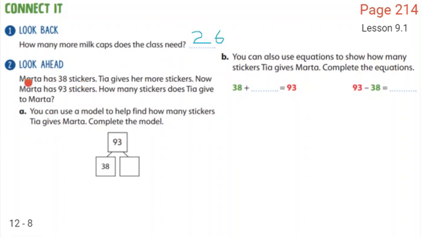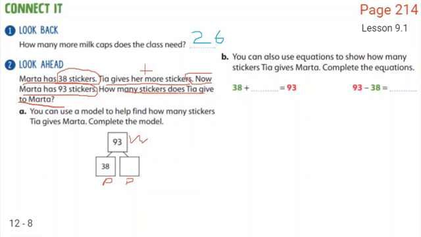Okay, let's reread. Marta has 38 stickers, so she has 38 stickers. Tia gives her more stickers, so here we go. So we don't know how many stickers. So she's given her more, so she's adding more to Marta's pile of stickers. Now Marta has 93. There we go. How many stickers does Tia give to Marta? So again, that 93, that's the whole. And then the 38 is a part. What's the missing part right here?